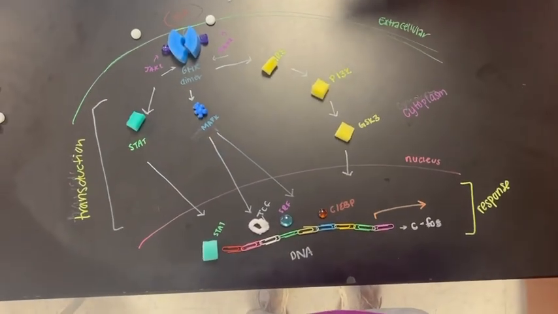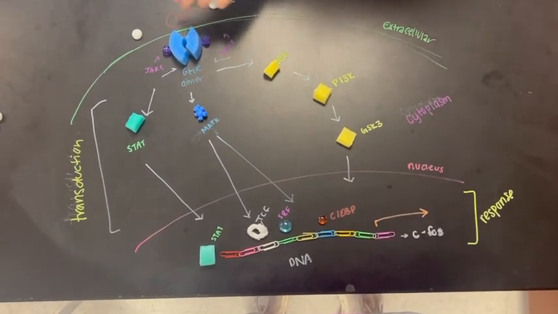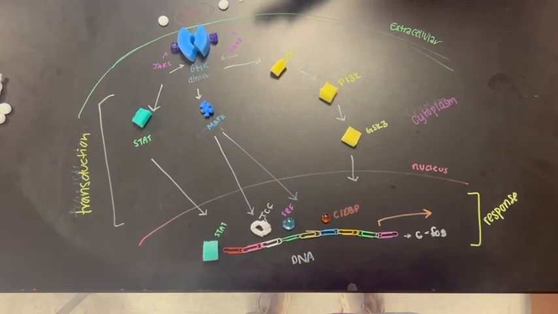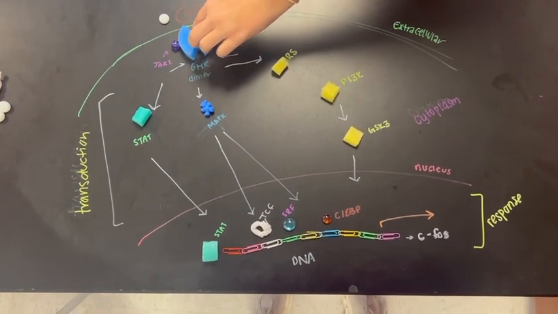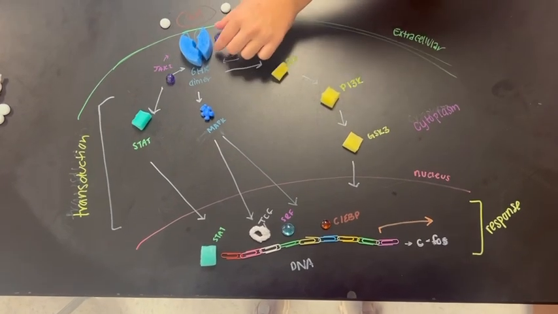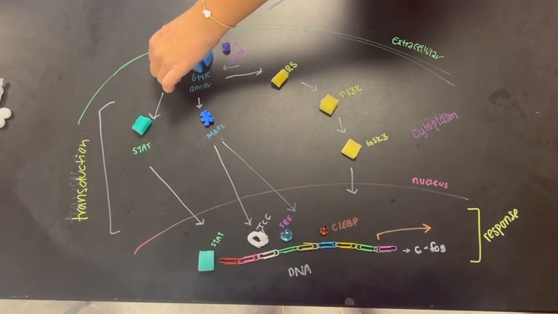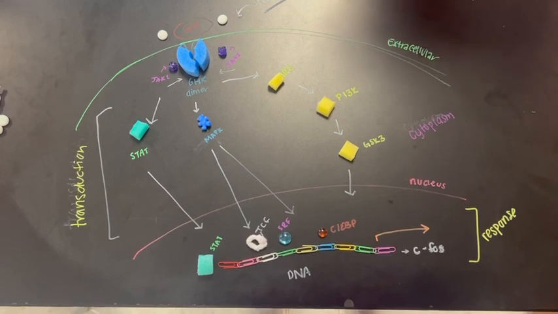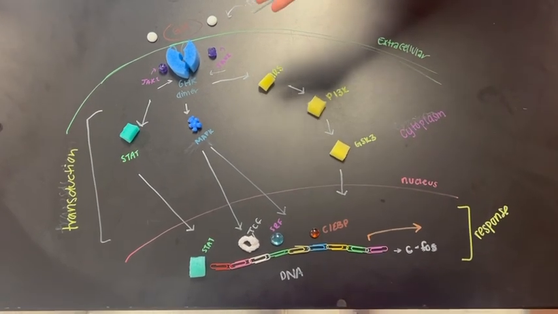So to summarize, the reception is when the two GH ligands attach to the two GH receptors, causing the receptors to move together to form a dimer. The two JAK2s connect to the dimer and become phosphorylated, which means they're active.